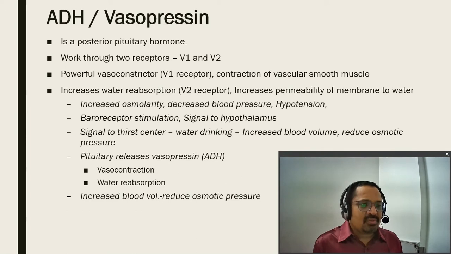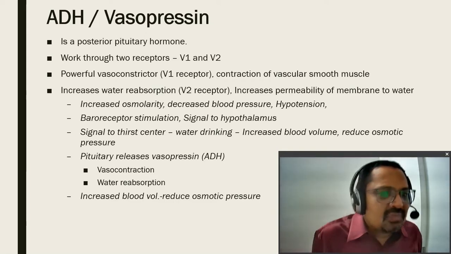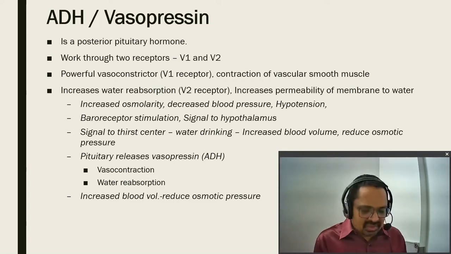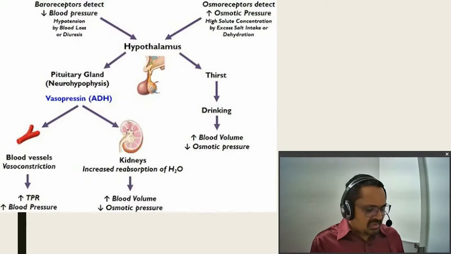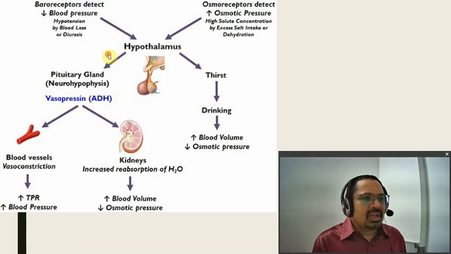This released vasopressin then does two functions: water reabsorption by increasing the permeability of the membrane for the water, and vasoconstriction. These two actions take place, and thereby increase the blood volume, and by increasing the blood volume it reduces the osmolarity. The same mechanism I have explained over here.